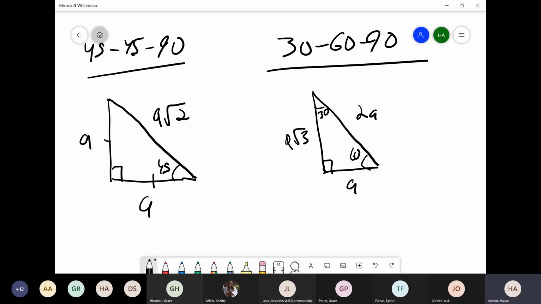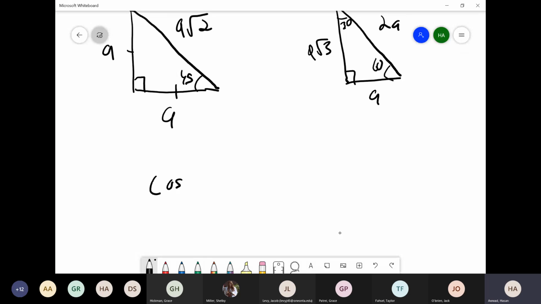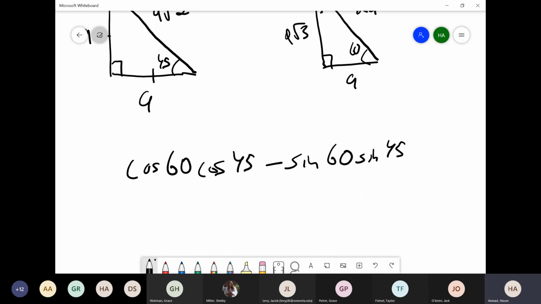Let's go ahead and now write down the question here. So the question we have is simplifying cosine of 60 degrees times cosine of 45 degrees minus sine of 60 times sine of 45. Okay, we somehow have to simplify this.